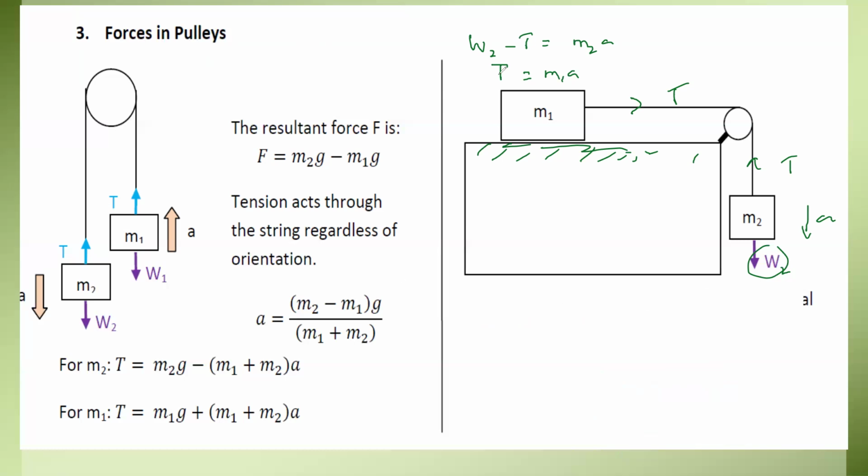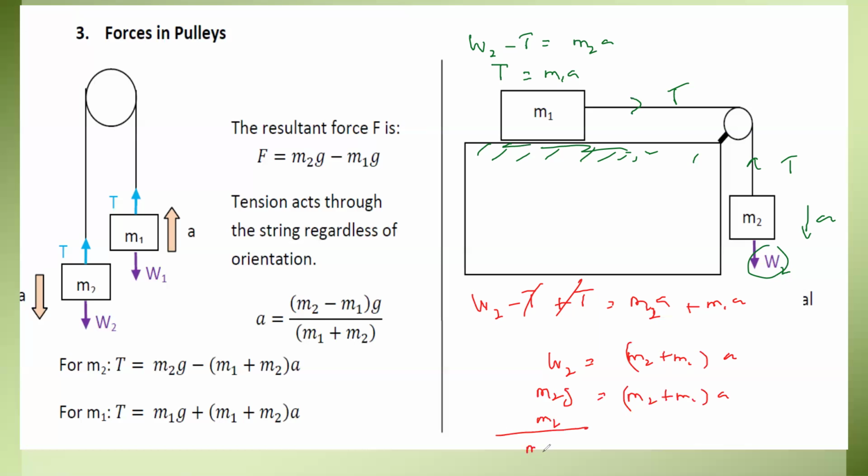We can simply work it out by adding the two equations. If I add them, it will be W2 minus T plus T is equal to M2A plus M1A. T will cancel with T. So W2 is equal to (M2 plus M1) into A. W2 is M2 G, equal to (M2 plus M1)A. And if I need the acceleration, we simply divide. So M2 divided by (M2 plus M1), into G, is equal to A. So that's a direct formula.